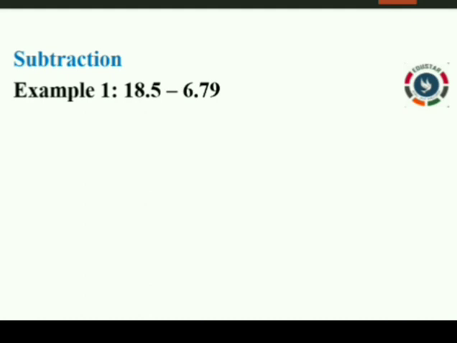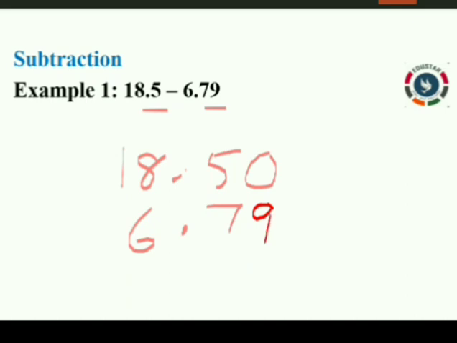First step you have to check the decimal places. 18.5 having one decimal place, 6.79 having two decimal place. First you have to convert the unlike decimal into like decimal. So 18.5, I am not having the 100th place, so I am going to add 0 in 100th place. Next 6.79. 6 is in your ones place. Keep decimal point, then 7, 9.